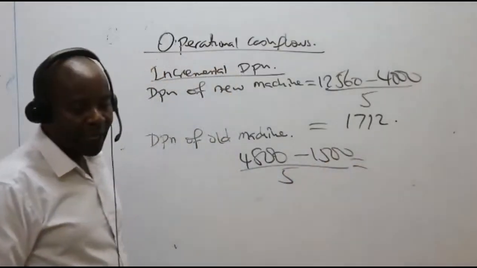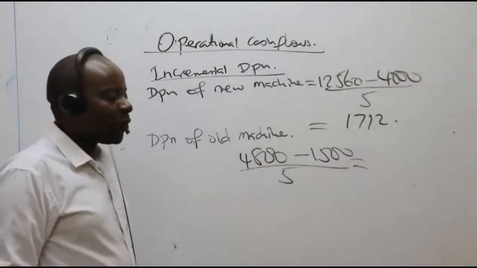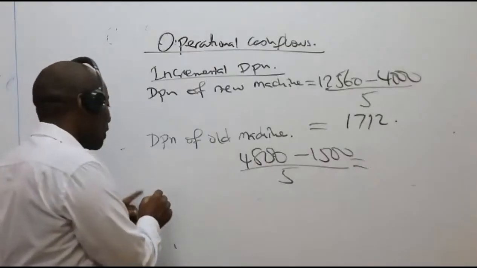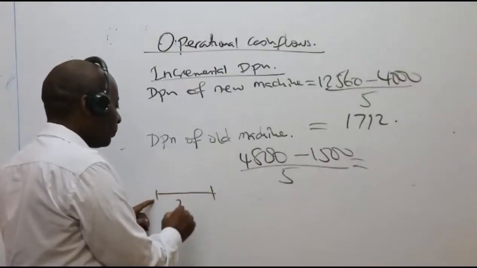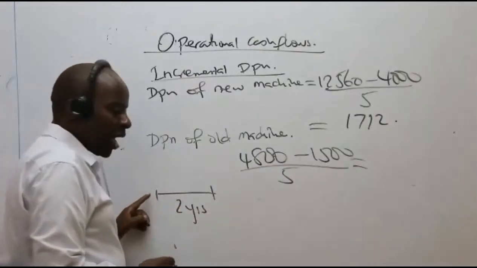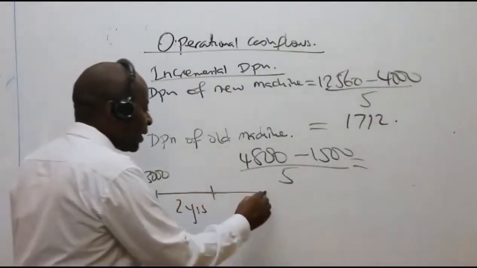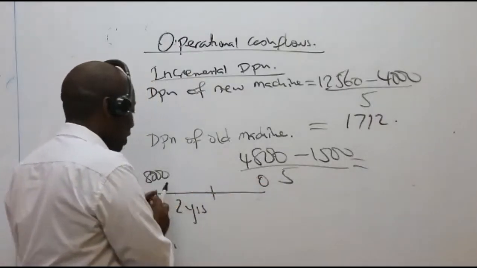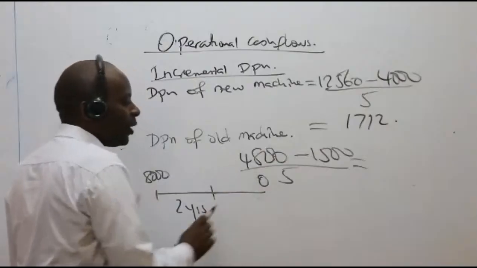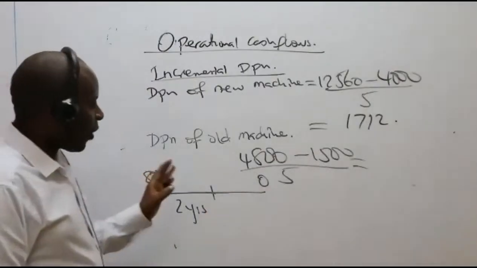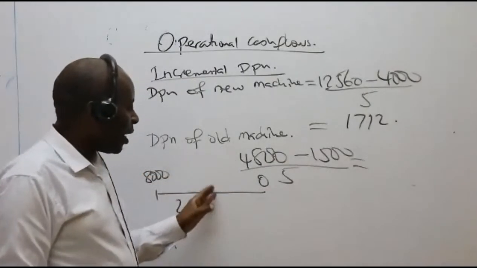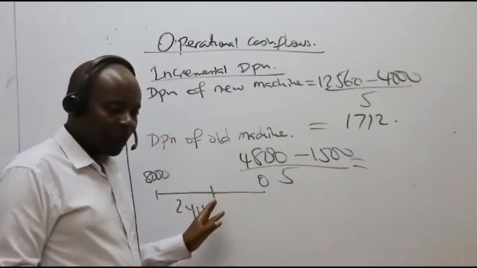And I will explain. Ladies and gentlemen, remember we bought this machine some 2 years ago. We bought it for 8,000, right? And I did an estimation where we say that for these 5 years, this thing's scrap value will be what? 0. Now we have come at the time of replacement, 2 years later.